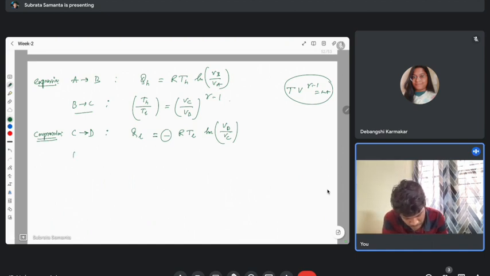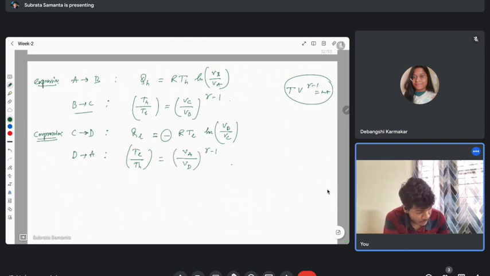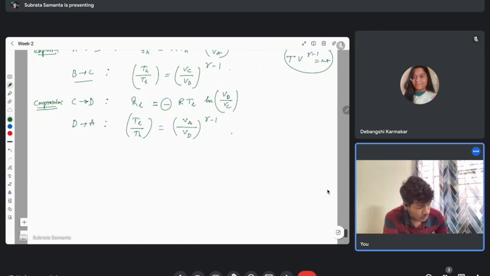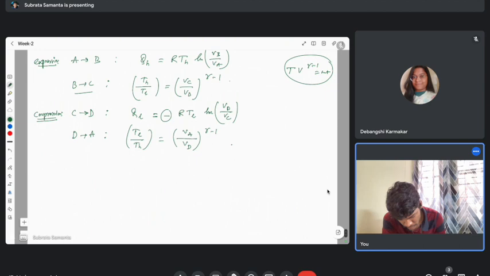And the other process is D to A, the adiabatic process, so again we go back to point A. This again gives T_L by T_H equals (V_A by V_D) to the power gamma minus 1. So these two equations, let's put that in blue.